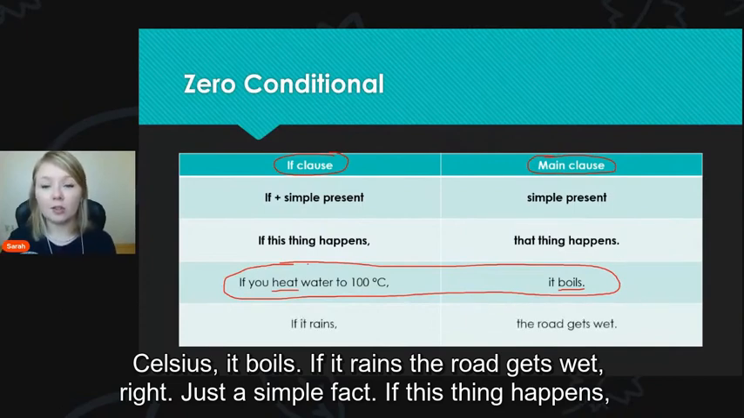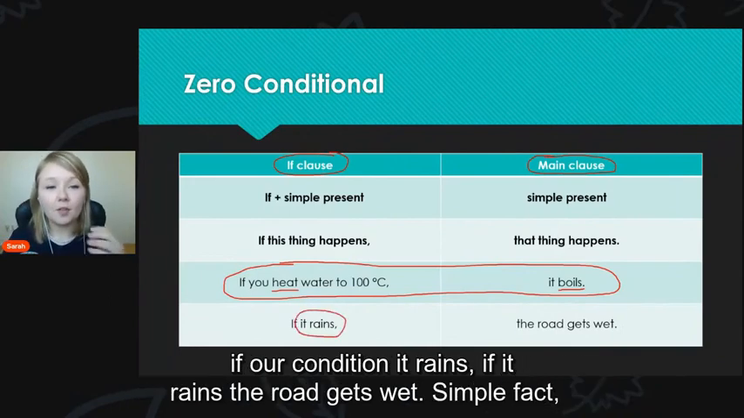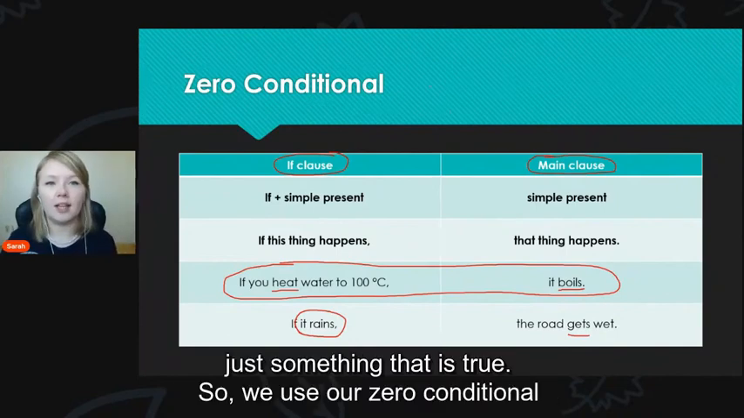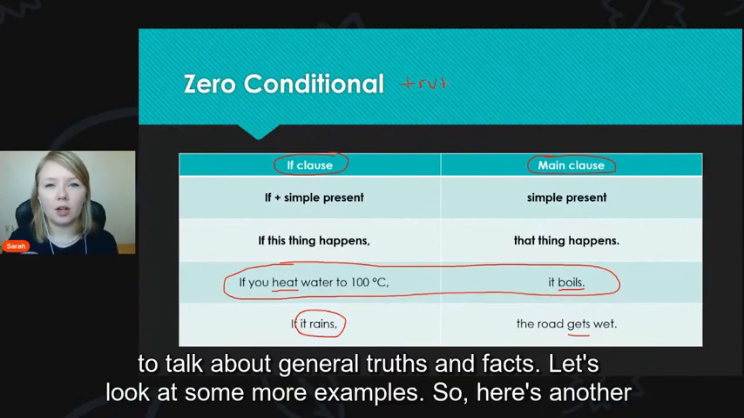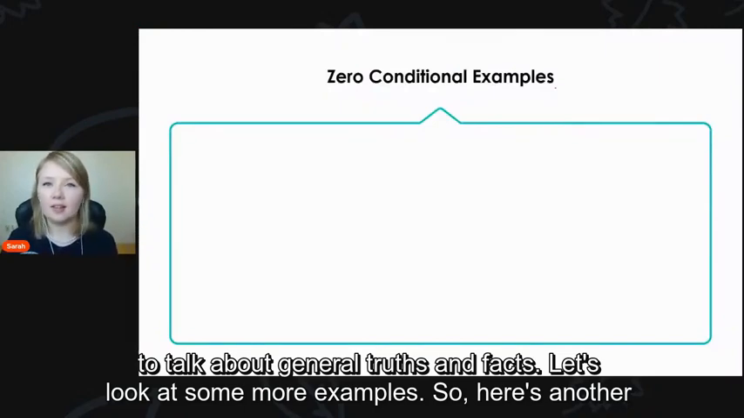If it rains, the road gets wet, right? Just a simple fact. If this thing happens, if our condition, it rains, if it rains, the road gets wet. Simple fact, just something that is true. So we use our zero conditional to talk about general truths and facts. Let's look at some more examples.